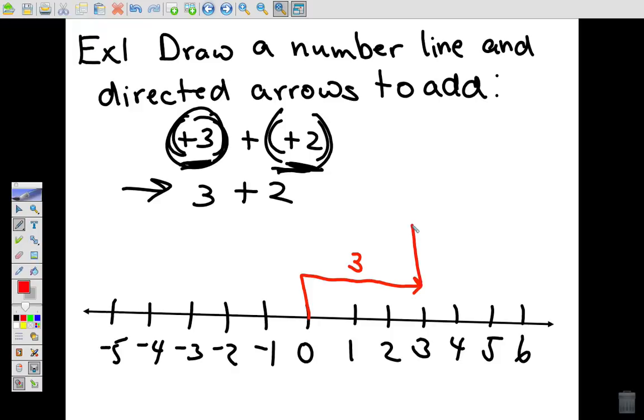Now if it was a -2, I'd move left. But since it's a +2, I'm going to move right 2 units. So I'll move right to the 4 and then to the 5, and I stop there. And I have a second directed arrow. Now where I've stopped here is my answer, which is obviously that 3 plus 2 is 5. But we're just getting used to the number line and directed arrows.